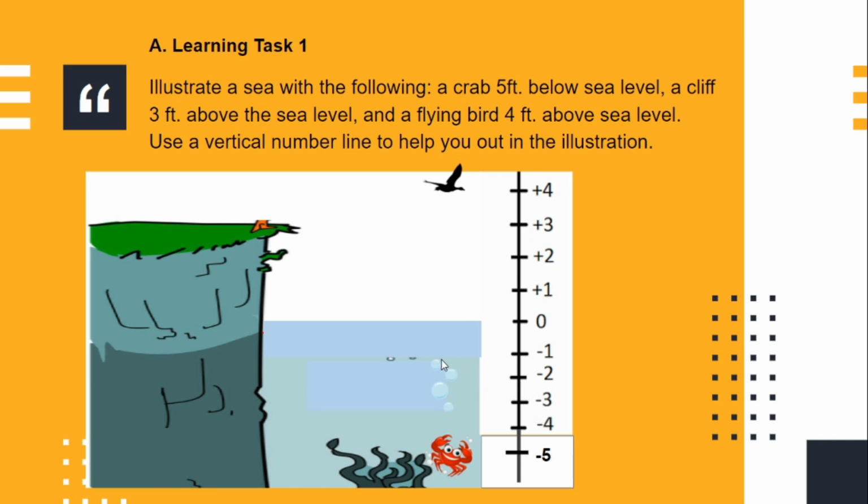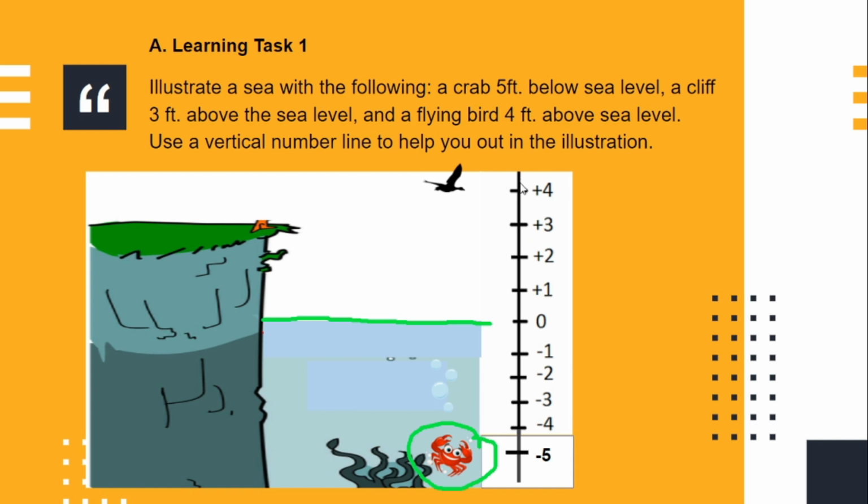A crab 5 feet below sea level. So sabihin natin na this is the sea level na tinutukoy natin. Okay, yung parang isa ibabaw ng ating tubig. And then, nasan yung crab? 5 feet daw siya below sea level. So, if this is the sea level, 5 feet, ayun siya.